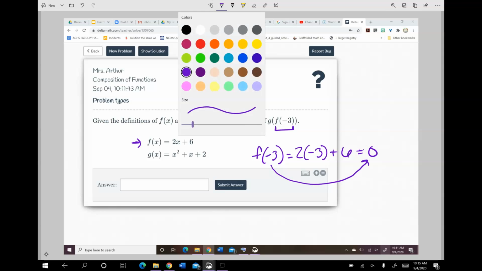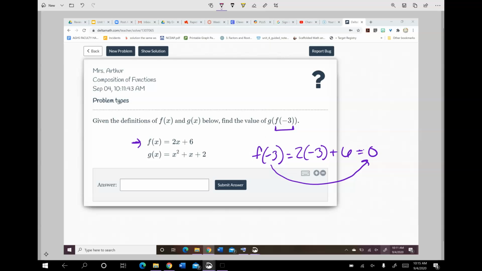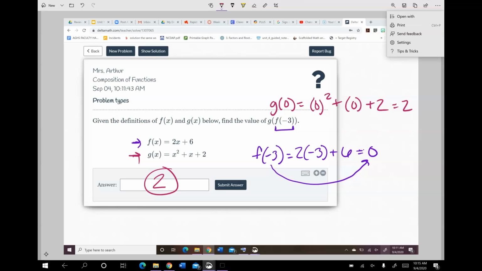And if something equals each other, you can replace it. So therefore, I can replace negative 3 with 0. And now I'm looking for g of 0. So I'm going to go to the g function and replace all my x's with 0: parentheses 0 squared plus parentheses 0 plus 2. And that's going to give me 2. So my final answer here is 2. Okay? Alright, let's do another one.